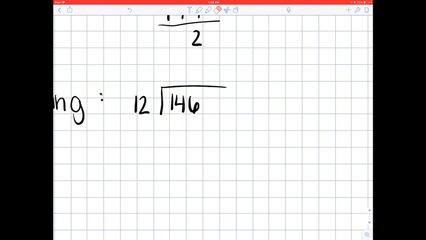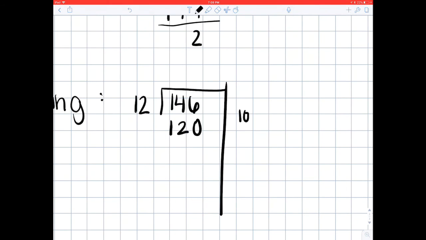So now we're going to use the scaffolding method. So we have 146 divided by 12, and we're just going to draw a line. So we're basically just going to write down the information we know. So say we didn't know that 12 times 12 was 144, so we could go off of something we would know, like 12 times 10. So we're going to write a 10 over here, and that would give us 120. And then we take this and we subtract it.